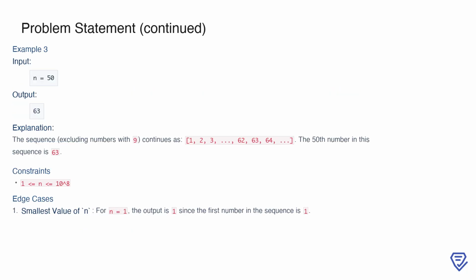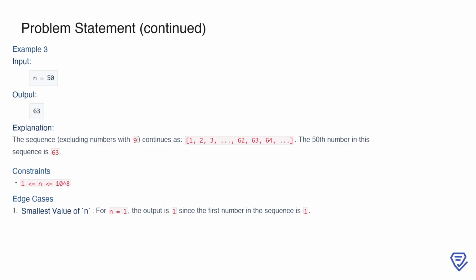Now, consider a larger example. If the input is n equals 50, the output is 63. In this case, the sequence continues as 1, 2, 3, ..., 62, 63, 64, where all numbers with the digit 9 are skipped. The 50th number in this sequence turns out to be 63.